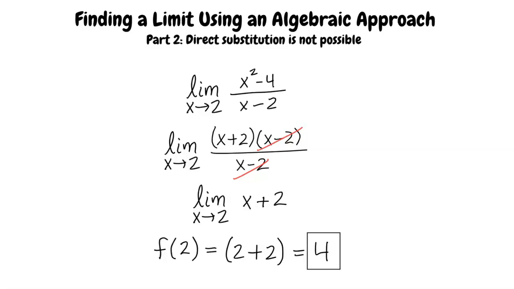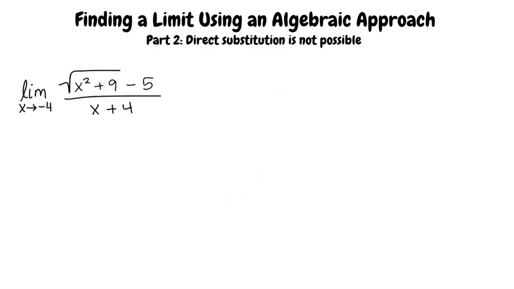Let's work through another, more difficult example. We need to find the limit of the function as x approaches -4. Like the last example, we cannot use direct substitution because doing so would cause the solution to be undefined. So, instead, we need to algebraically manipulate this function to get it into a different form. Do you know what that first step would be?